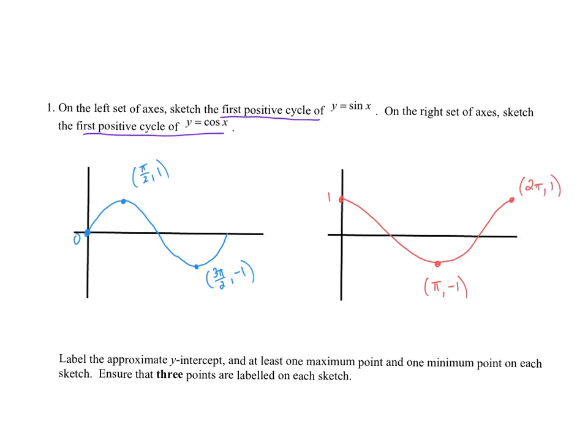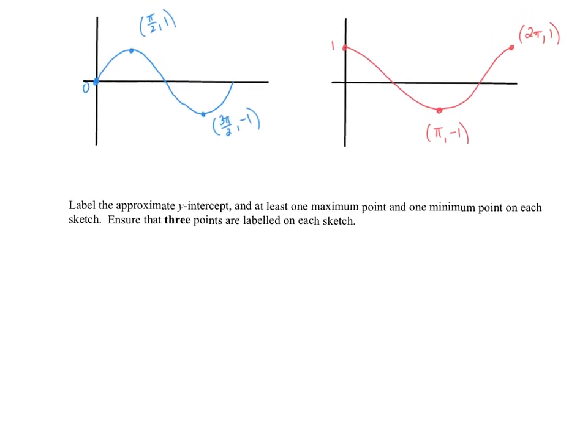So again, what we're going to be using for our curves moving forward: y-intercept, our maximum, and our minimum. If your max or min happens to be your y-intercept, you need another point, so the next max or min. And we will be sketching these for the first positive cycle. Okay, so that's what we are looking at when we're progressing for these curves.